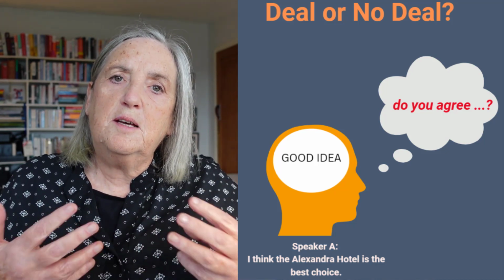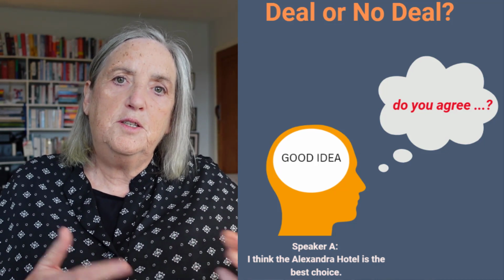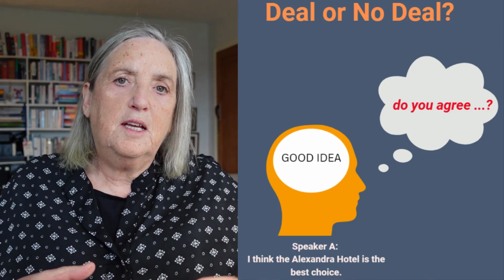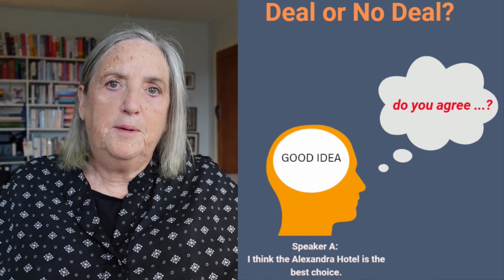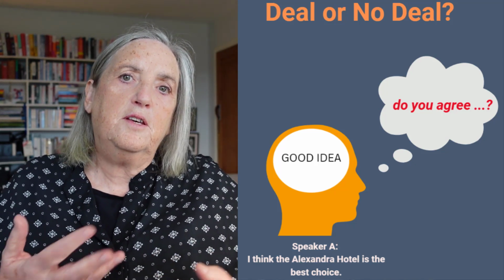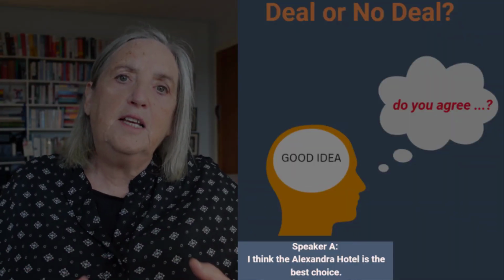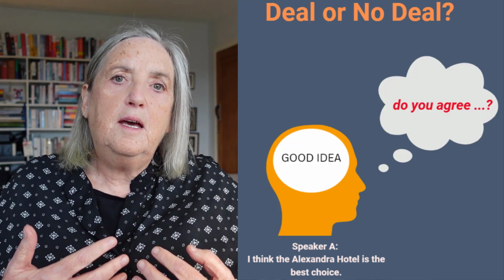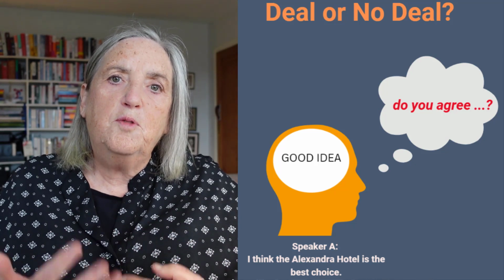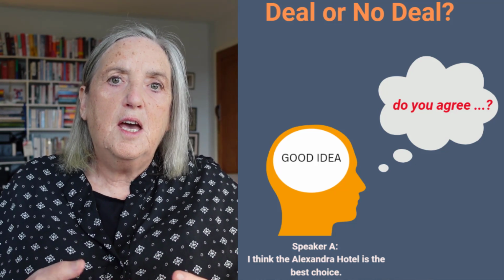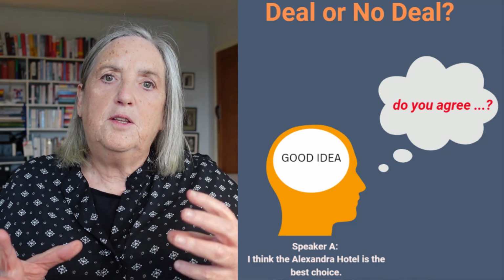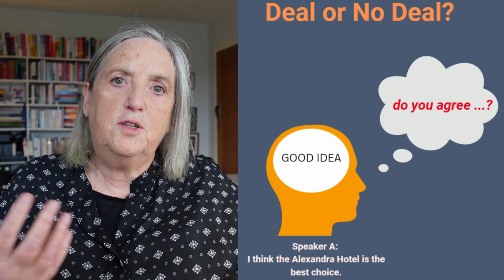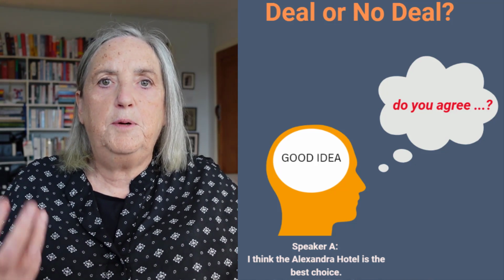So let's have a short example of this level of agreement and disagreement. Let's take a meeting situation, and there's a speaker in the meeting, and the speaker puts forward an opinion. This is speaker A, and speaker A thinks this is a good idea. "I think the Alexandra Hotel is the best choice." Now, as speaker B, I can react to this statement in various ways, and this will have an effect on the way that the conversation and the discussion and the meeting goes on. So let's have a look at some alternatives for answers to this opinion.